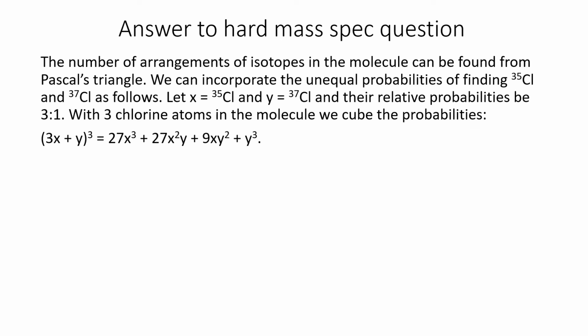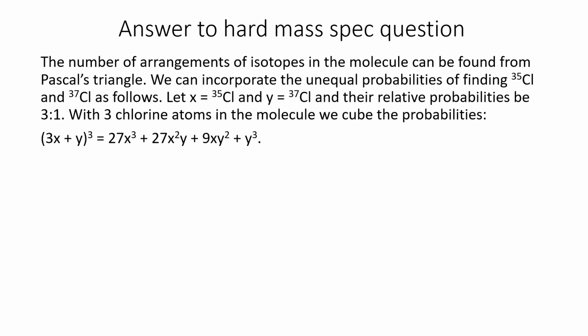X squared y represents the chance of 2 of the chlorines being 35 and 1 of them being 37. Likewise, xy squared would be 1 35, 2 37, and y cubed would be all 3 being 37. And so just by multiplying out that bracket, we get these relative probabilities, and this is just focusing on the 3 chlorine atoms.